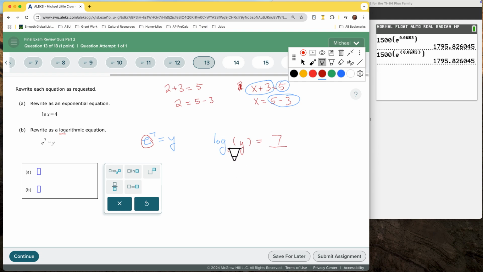Now, log base e has a special symbol. Log base 10 also has a special symbol: if there's no base listed, it's base 10. That's called the common logarithm. This is the natural logarithm. It's called natural log, and we can write log base e as ln.